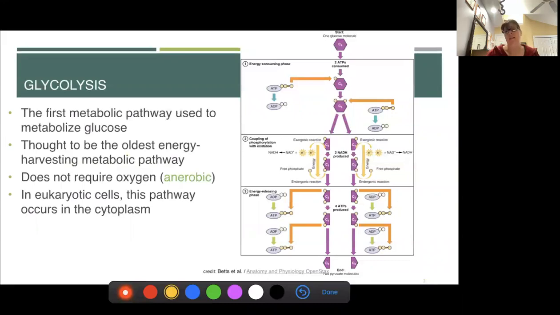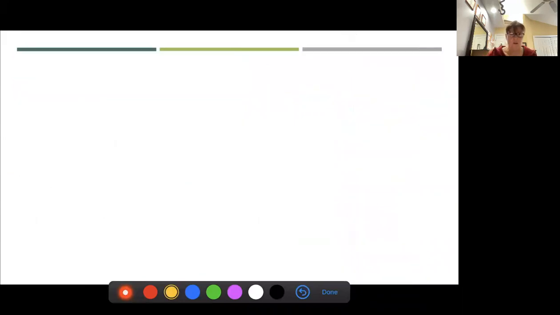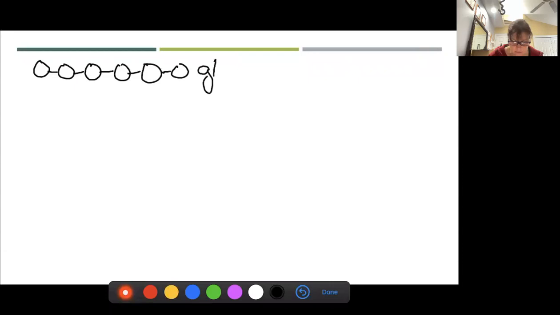And again, it doesn't take place in the mitochondria, which we know prokaryotic cells do not have, since they have no membrane-bound organelles. And so I'm just going to break this down into some simple steps. So we're going to take glucose. Glucose is 6 carbons. 1, 2, 3, 4, 5, 6.